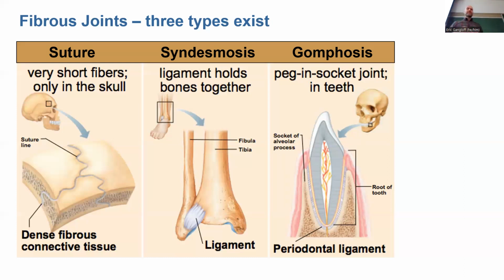A good example is the tibia and fibula. Also, the distal articulation of your ulna and radius. The proximal articulation, of course, has that cool pivot joint between the radius and the ulna.